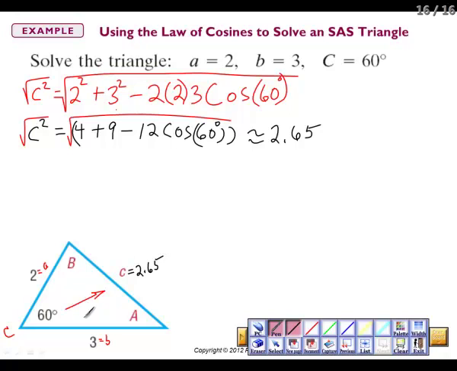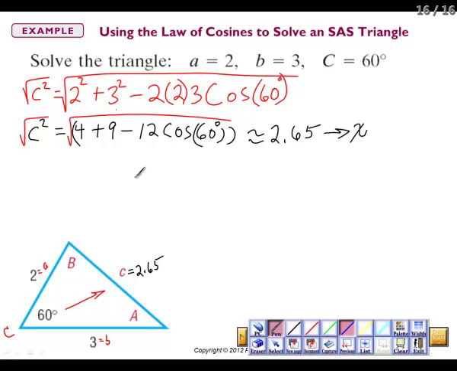Now, once you get that opposite side, now you can use the law of sines at this point. So what we're going to do is we're going to store this 2.65 into x. Alright, and now at this point we want to find angle B next. Now you could have found angle A next, that really doesn't matter. But we're going to go ahead and find angle B next.